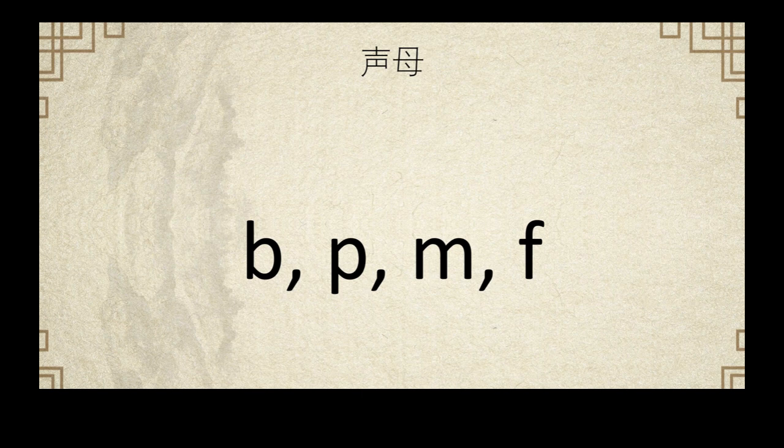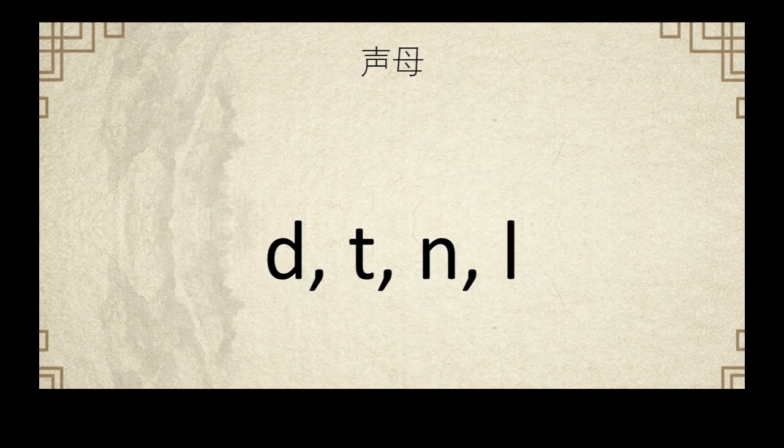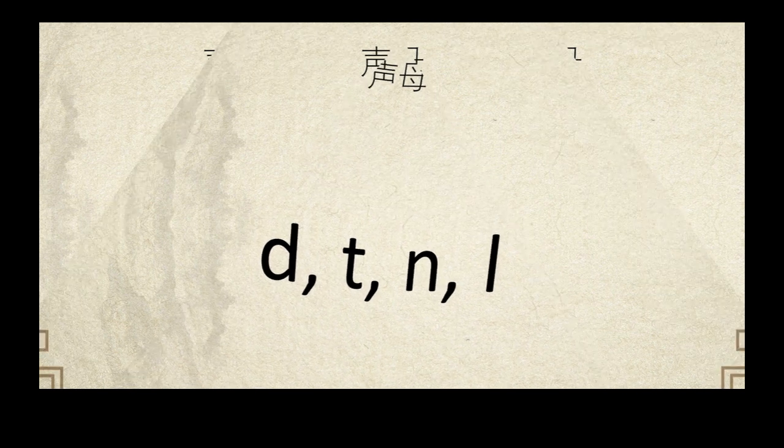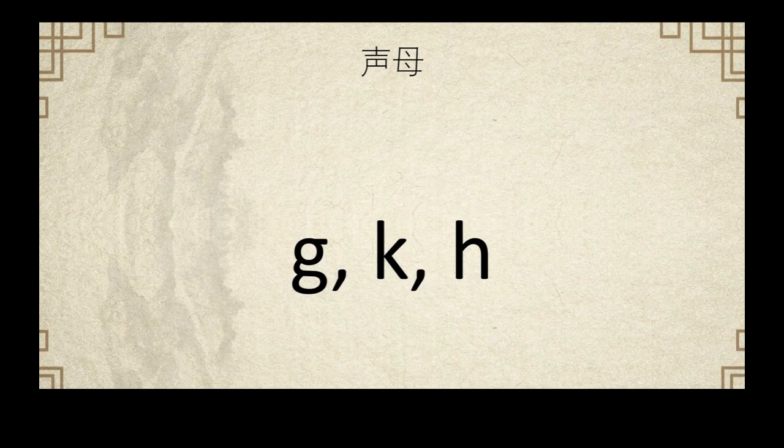In Pinyin, we would read these as bo, po, mo, fo. Next, de, te, ne, le. So these are how these letters would sound within Chinese words. Next, ge, ke, he.